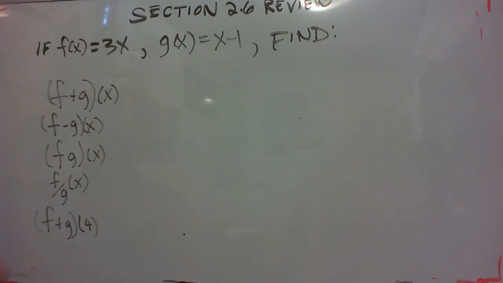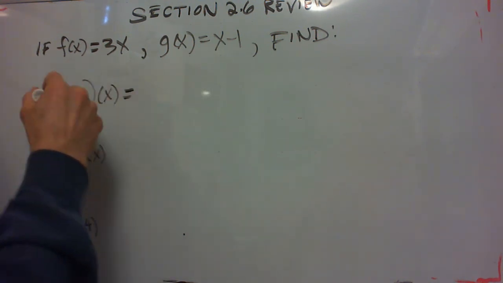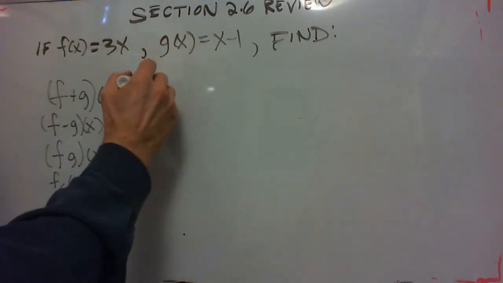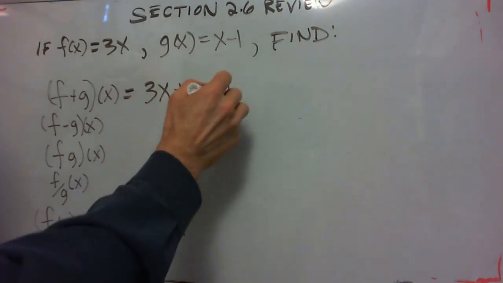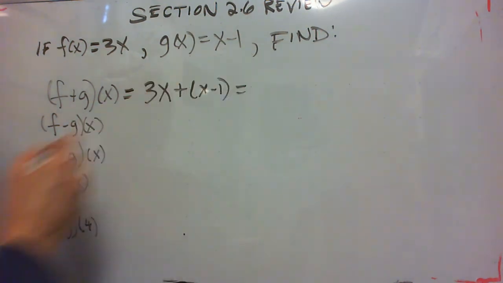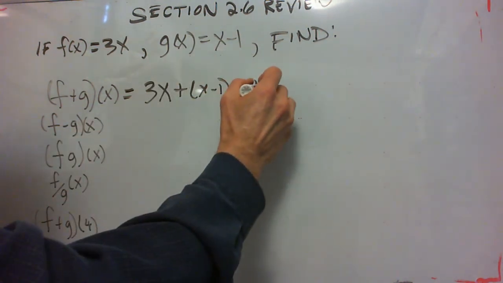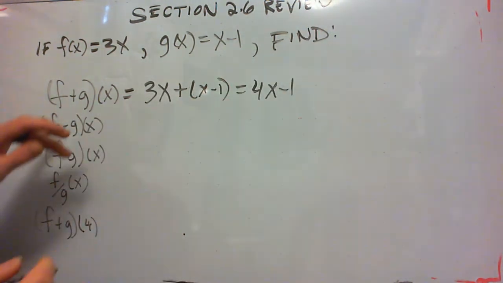So f plus g of x, it's just adding the f of x and the g of x formulas. So we have 3x plus x minus 1, and simplifying, we get 4x minus 1. That's all there is to it.